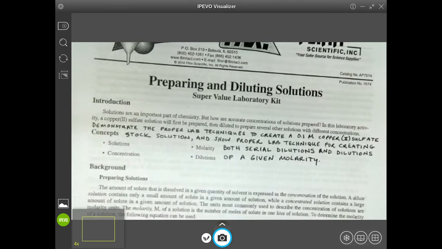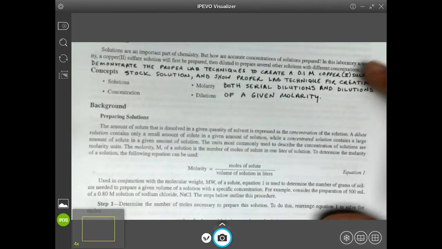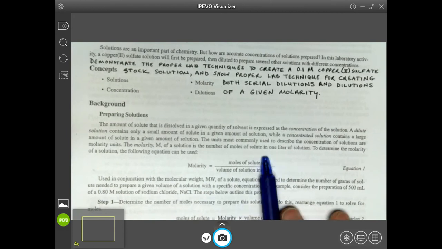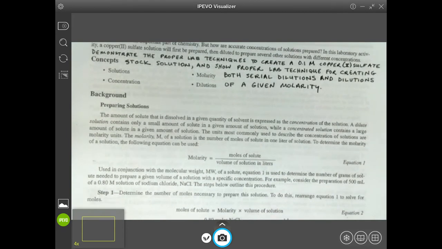So this is all stuff from the chapter 4 material that we've already done. So you guys have already done all of these. These are all equations and calculations that you already know how to do. Okay. So this talks about the molarity equation. Molarity is moles over volume in liters, right? We already know all that.